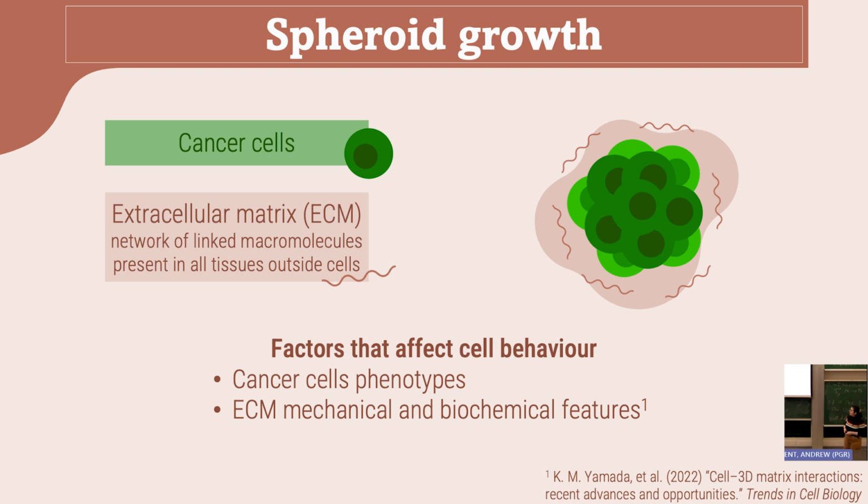The extracellular matrix, or ECM, is a complex network of numerous macromolecules which are all linked together. The main component of the ECM is collagen, and this ECM is very important because it's present in all tissues outside the cells, and depending on the organ that we're looking at, it will have different compositions and structure.